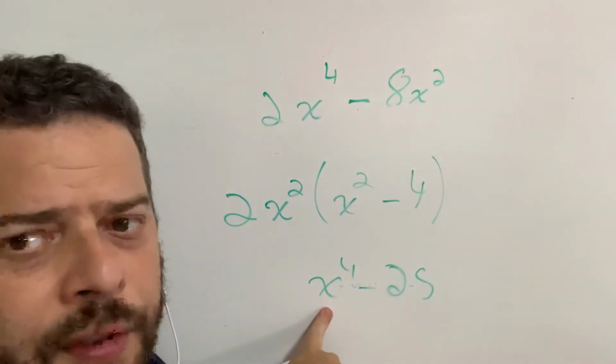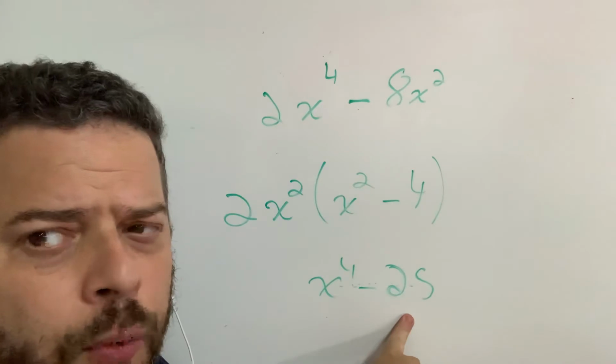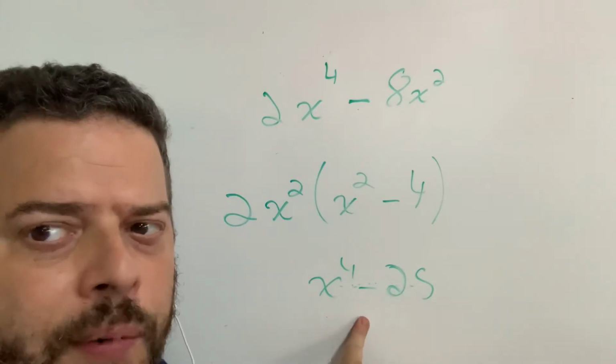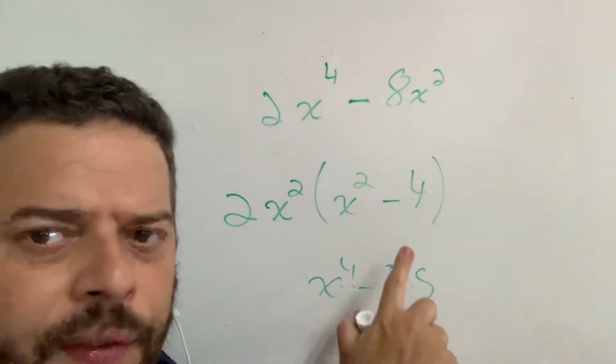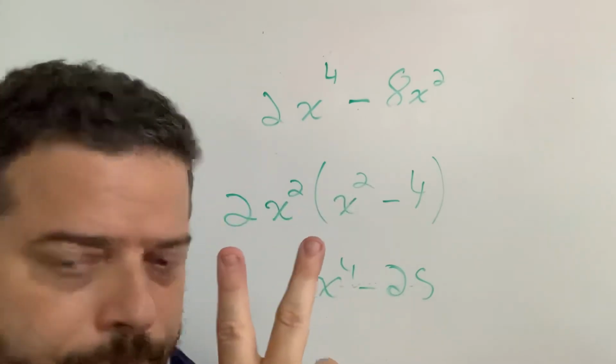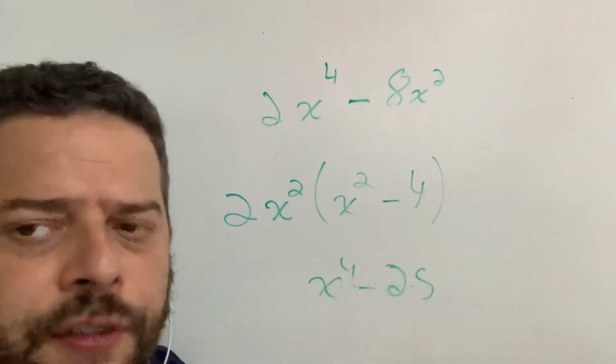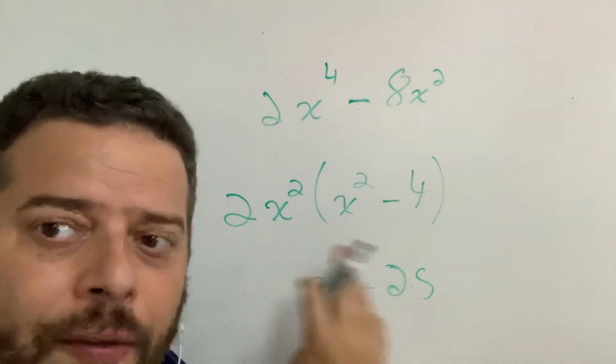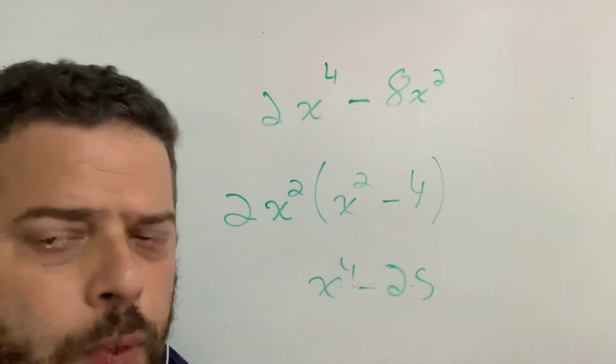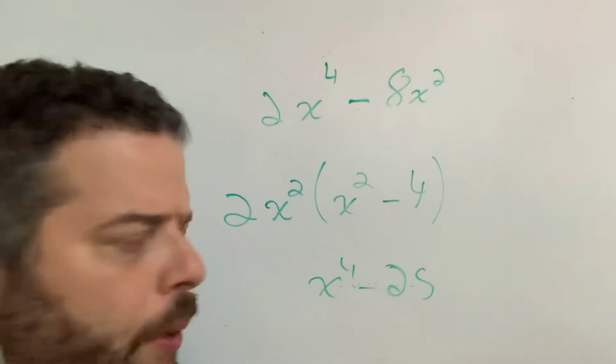The square root of this would be x squared. The square root of this would be 5, and then there's a minus between them. So always, if you see two terms, see if there's a difference of squares, because that's usually after you common factor the only thing you can do with two terms, a difference of squares.